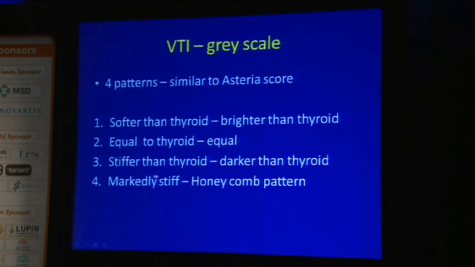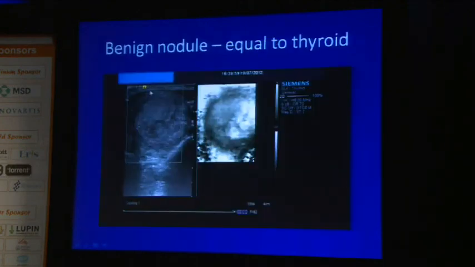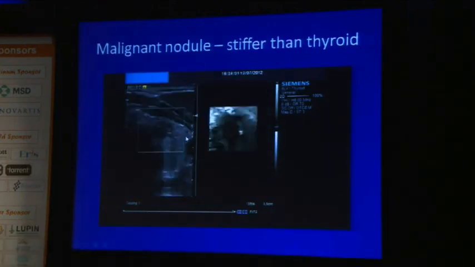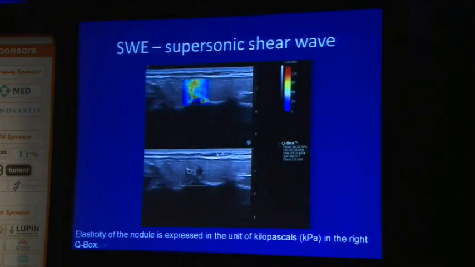If the lesion is stiffer than the surrounding thyroid nodule, it would get darker as it gets stiffer. So this is a classical example of a benign nodule, which I already showed, and this is an example of a malignant nodule, where the lesion appears larger in size compared to the lesion seen on B mode and appears markedly hypoechoic on RFE elastography.